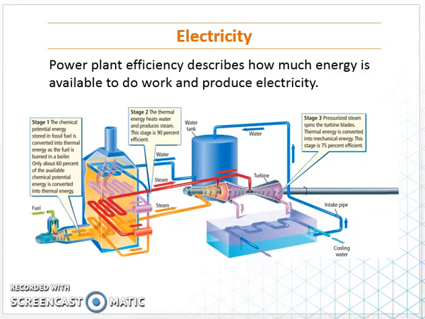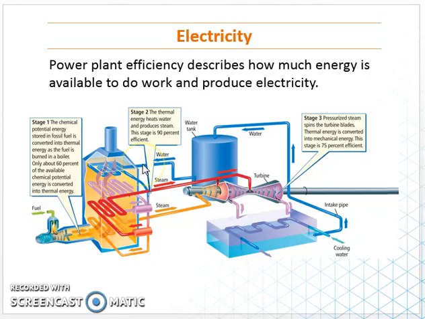So here we have an example of a power plant that efficiently describes how much energy is available to do work and to produce energy. In the first stage, the chemical potential energy is stored in fossil fuels right here, and it is converted into thermal energy as the fuel is burned in a boiler. Okay? And then, interesting fact, only about 60% of the available chemical potential energy is actually converted into thermal energy.